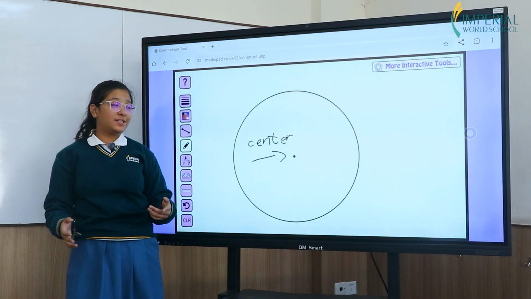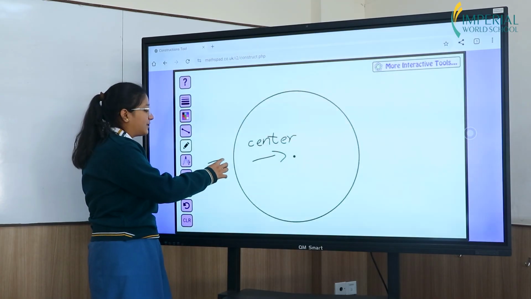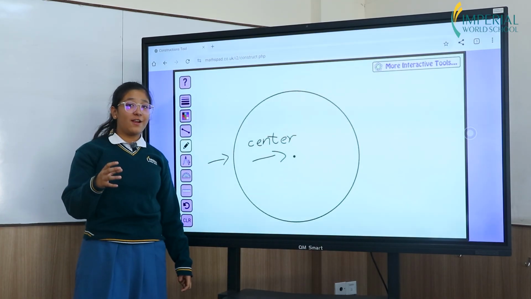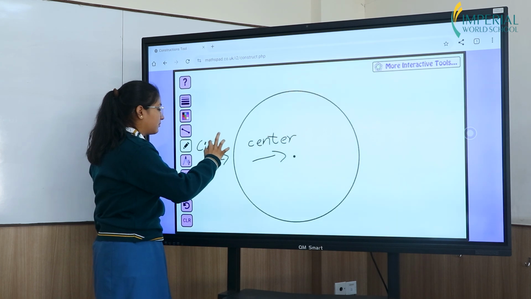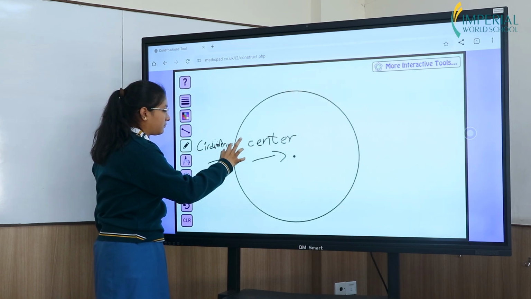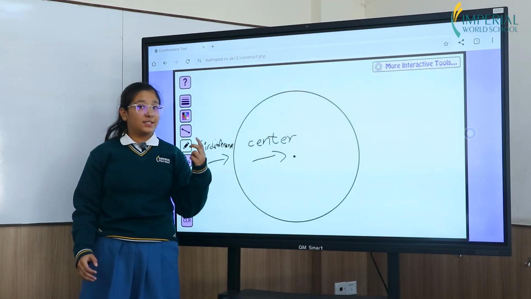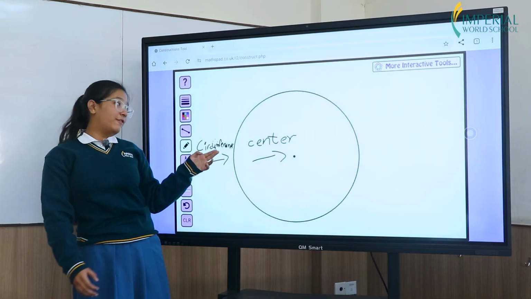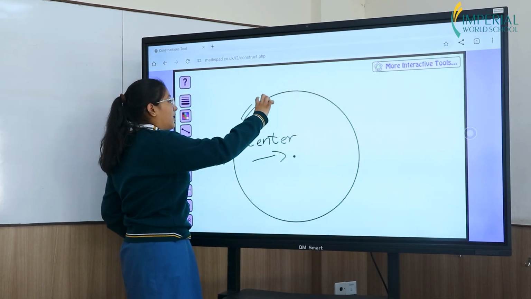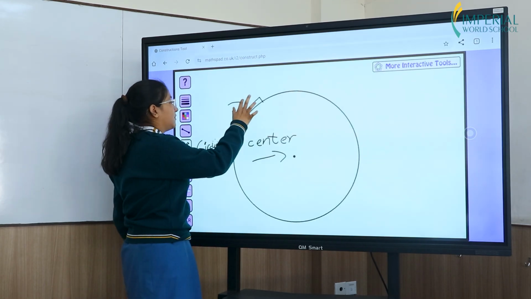Next is the circumference. The second component of the circle is the circumference. The circumference is basically just the perimeter of the circle. The next component is the arc. Arc is just the part of the circumference. So, for example, this part right here is an arc because it is a part of the circumference.